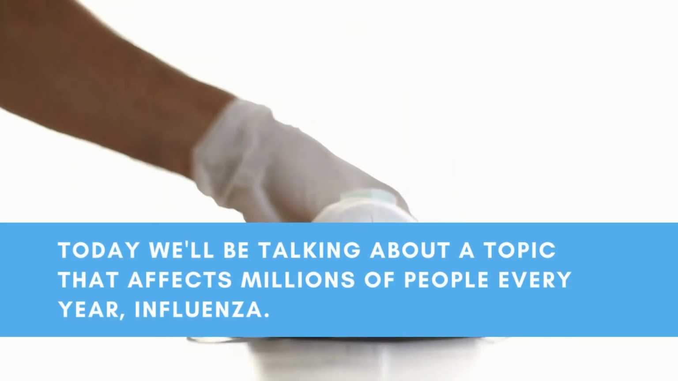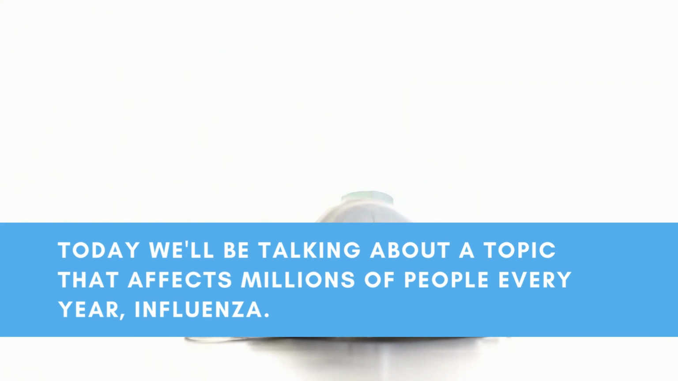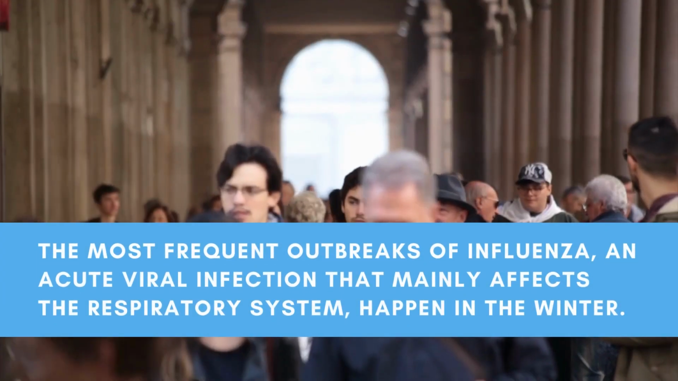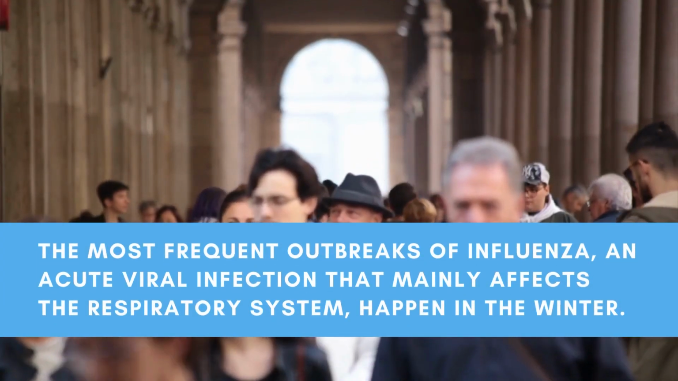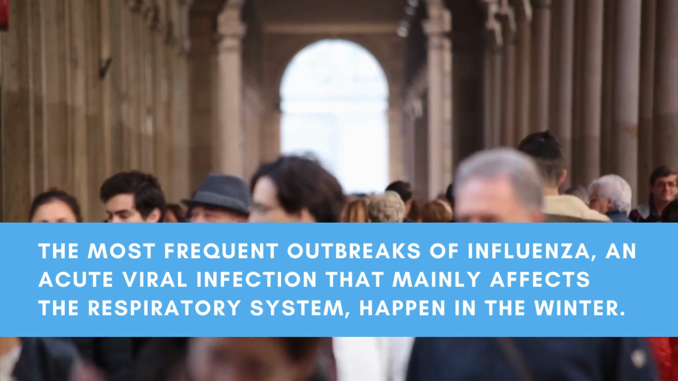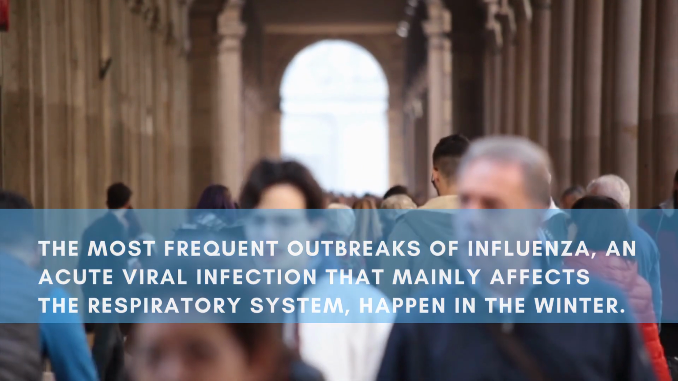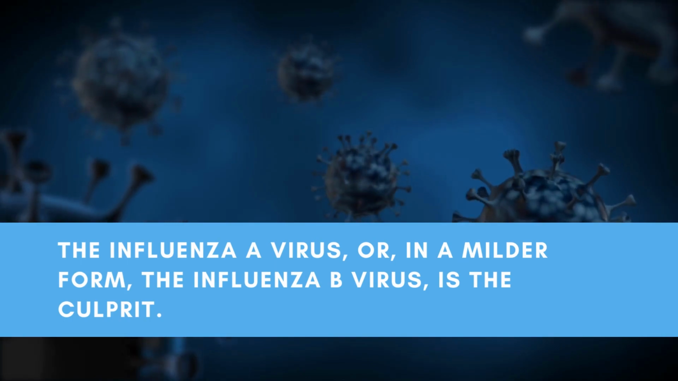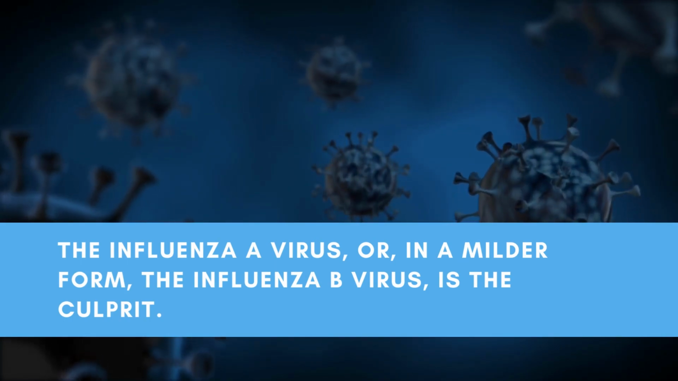Today we'll be talking about a topic that affects millions of people every year, influenza. The most frequent outbreaks of influenza, an acute viral infection that mainly affects the respiratory system, happen in the winter. The influenza A virus, or, in a milder form, the influenza B virus, is the culprit.